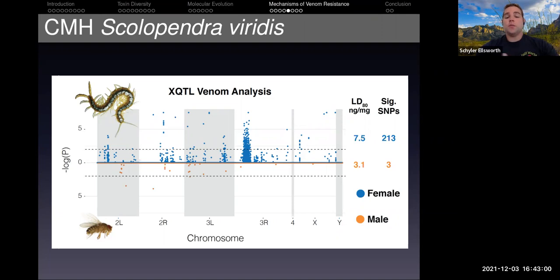This was the first one that I did, and I was pretty excited about these results, thinking maybe it was just that the males were not going to be able to gain that resistance as much since they were so sensitive. That was our initial thought.